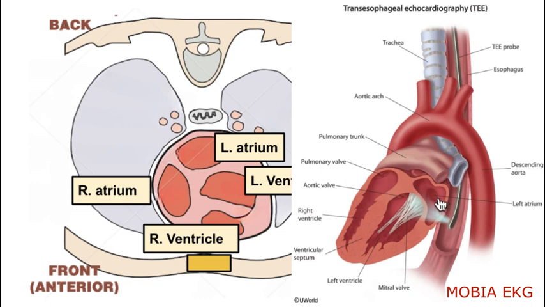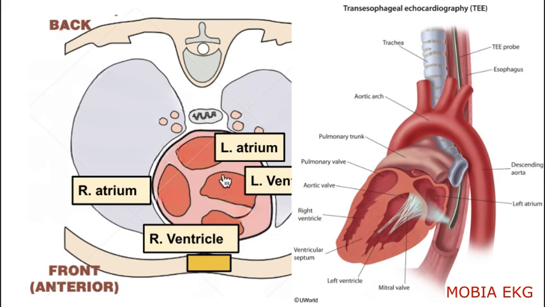Also, consider that the left atrium is connected to the left ventricle through the mitral valve. Any abnormality in the mitral valve can also be detected by TEE, for instance, mitral stenosis or mitral regurgitation.